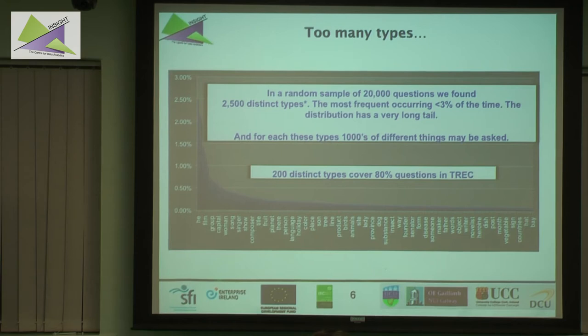So that gives you a little idea of how complicated the Jeopardy challenge is compared to the traditional question answering tracks. In 2001 and 2002, there was a conference called the Text Retrieval Evaluation Conference. They ran this question answering track two times.